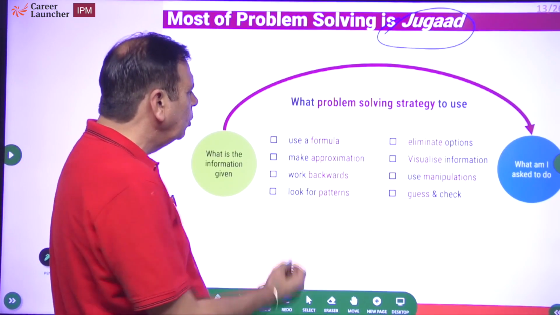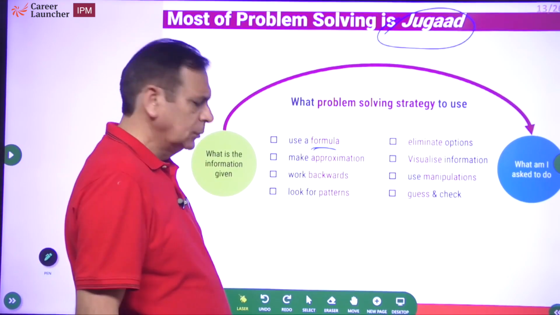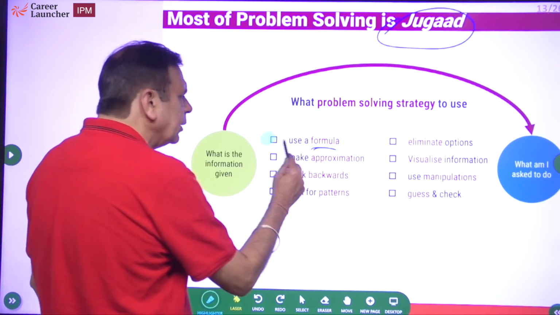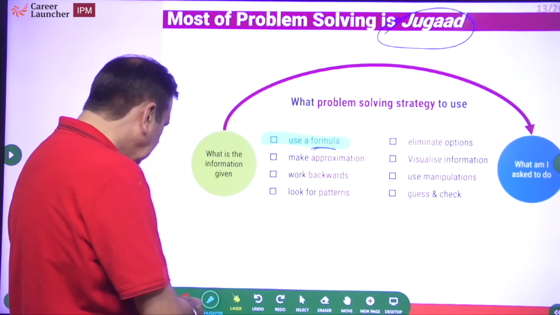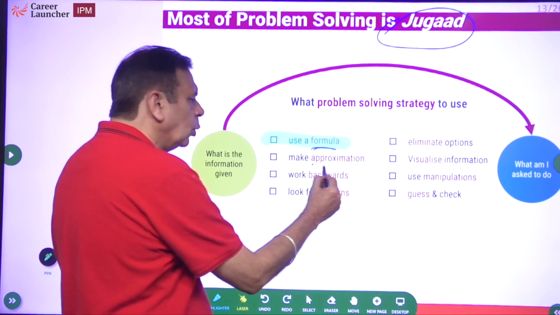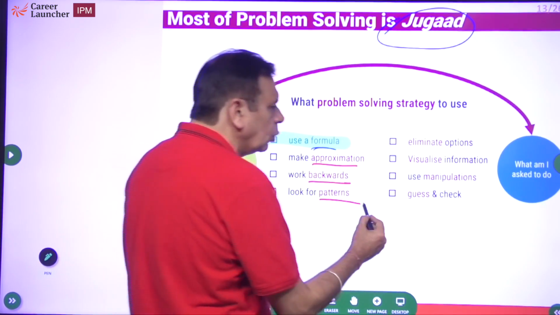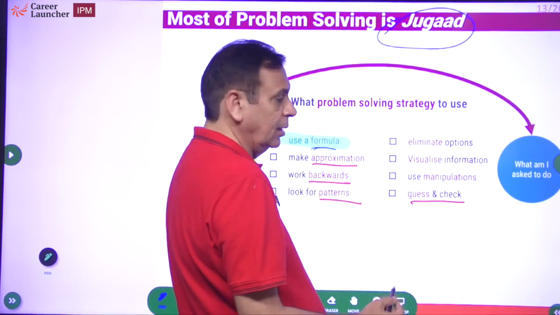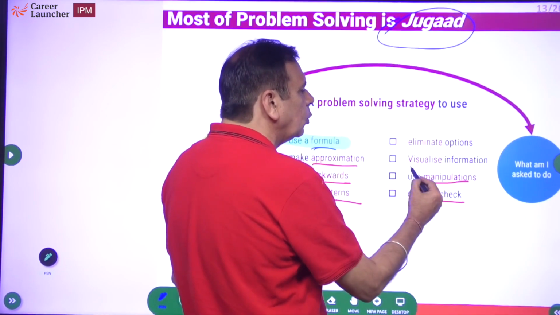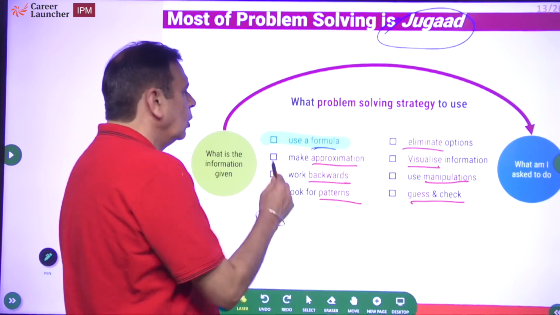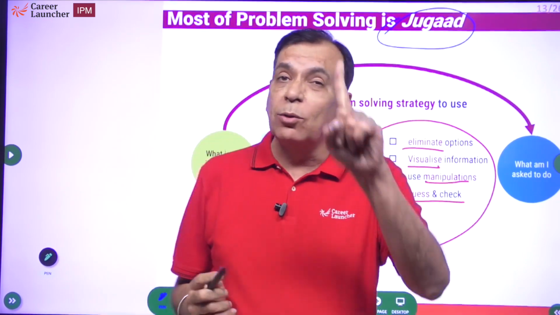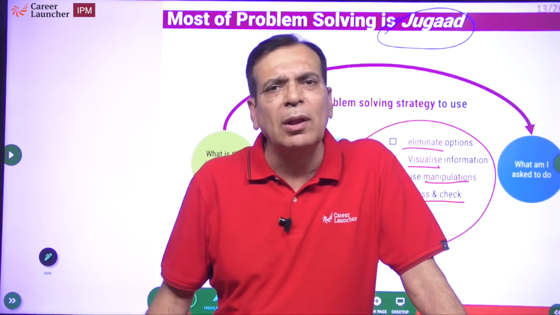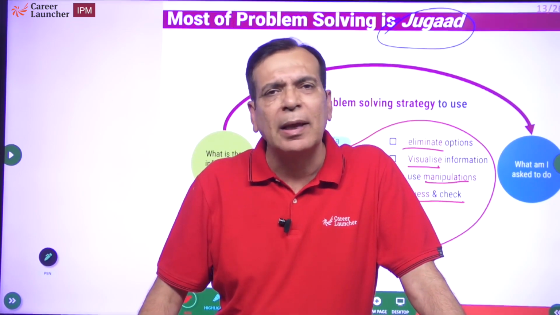What is it most people do? Most people use a formula. This is the only technique that is used by most of the people. They use a formula, there is a way to solve it. But what is missed out are, you don't approximate, you don't work backwards, you don't look for patterns, you don't guess, you don't manipulate data, you don't visualize, you don't eliminate options. So out of the 8 ways of solving a question, you are using only one. No wonder you are only 1/8 as efficient as people like me.